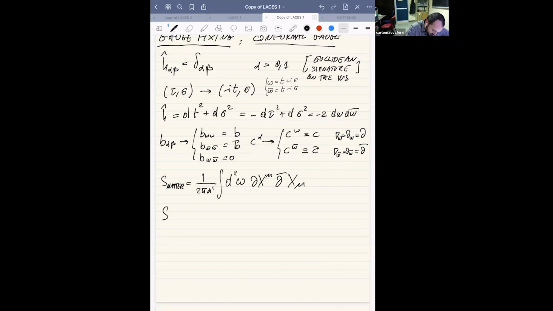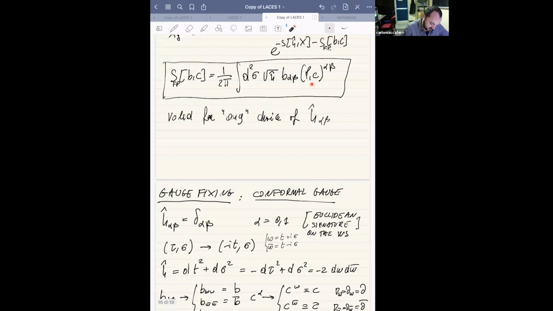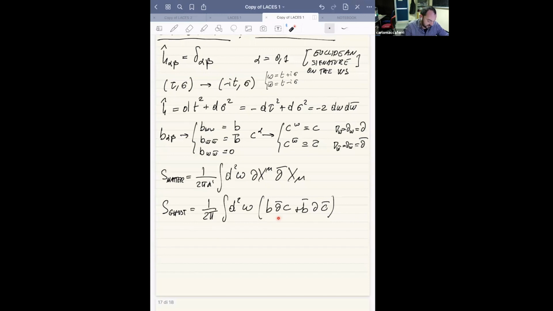But this has to be paired with its ghost friend, 1 over 2 pi, the integral d2w of b del bar c plus b bar del c bar. This is what the action boils down to. You see this thing here: when we say h hat equal to 1, this essentially becomes a del or a del bar, and therefore we get this action here. Okay. Are there questions?